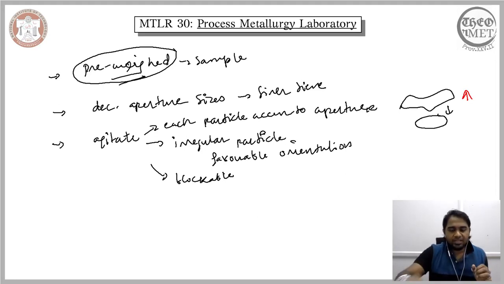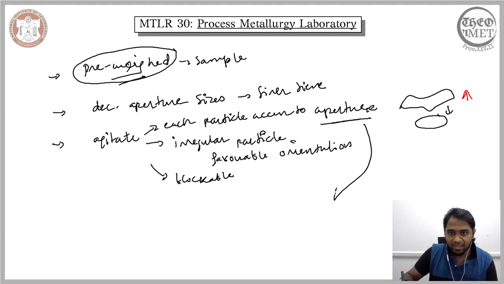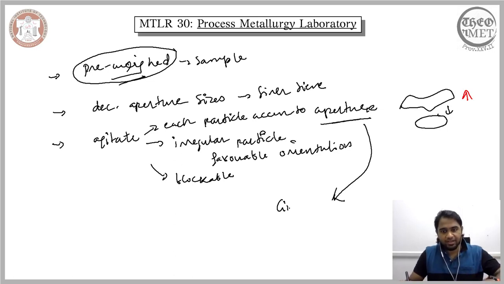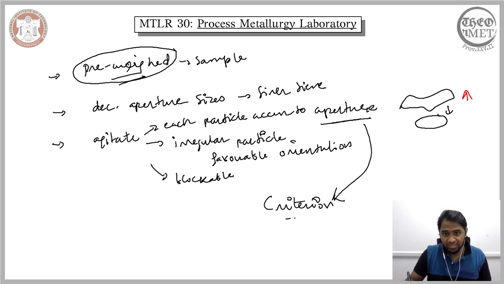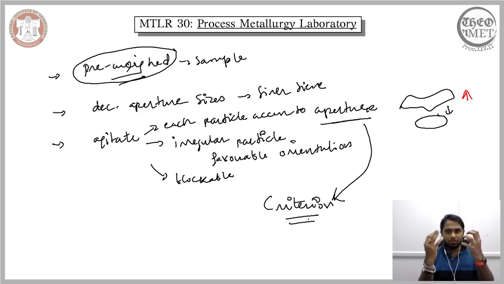Now we saw that there is a specific criterion associated with the sieve analysis, and that criterion is that each and every particle must have access to the aperture. This is the specific criterion that governs the sieve analysis. So whatever measures we take in the context of sieve analysis must ensure that every particle has access to the aperture. Whatever specific consideration we make for the sieve analysis must be associated with this criterion: every particle must have access to the aperture.